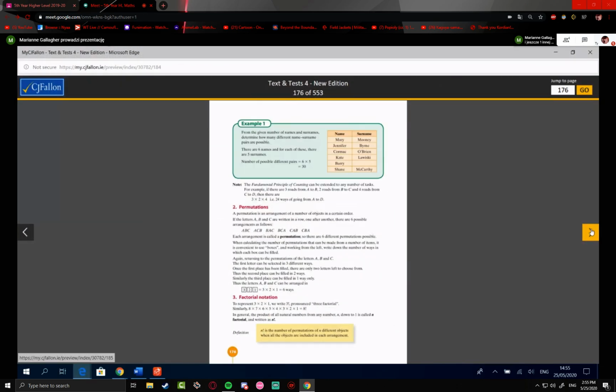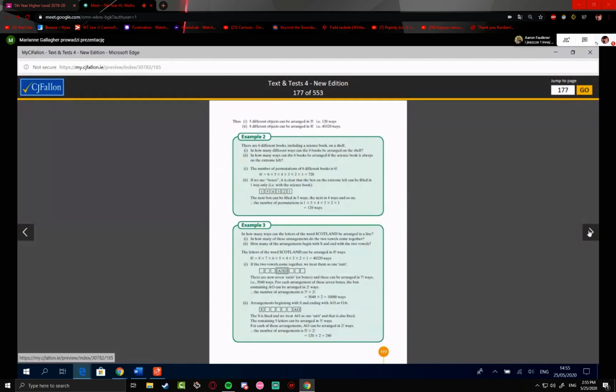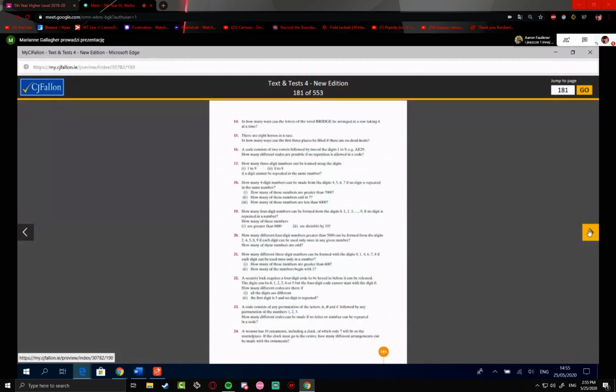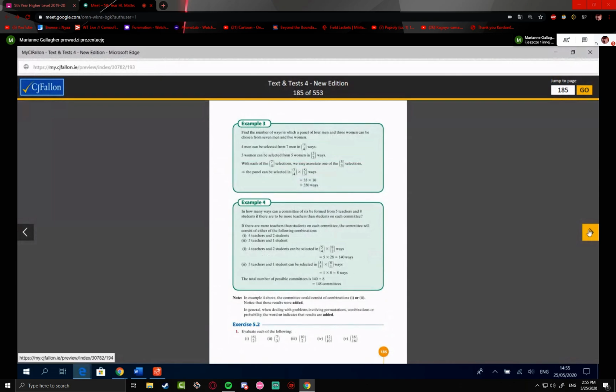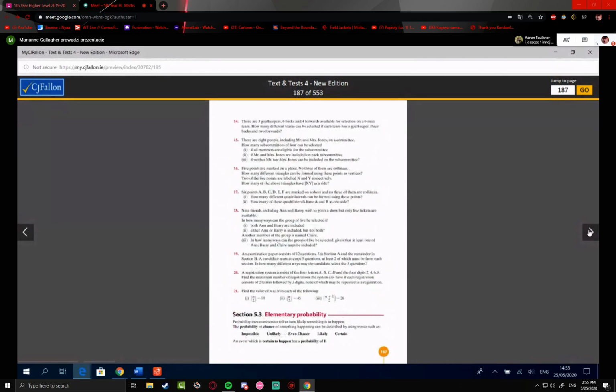If you're skimming over this chapter's notes, the first bit is just factorials and permutations. The next bit is combinations, and we've looked at the main things you need to know for that. I'm not going to get into the formulas. I'm just going to say how many ways can you pick or choose these things.